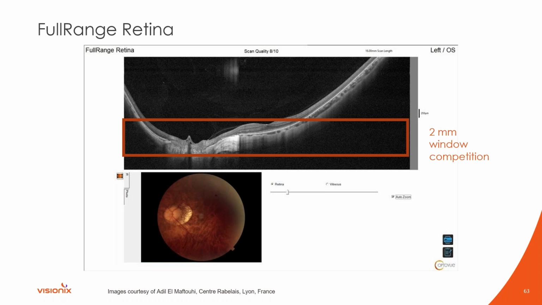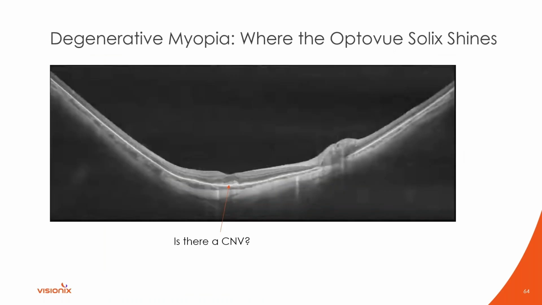If you look at this orange rectangle, that's essentially what you would see if you did not have full range features. You might get the width, but you're not getting the height. So you're missing a huge chunk of that B scan.